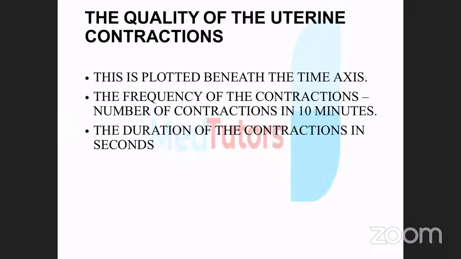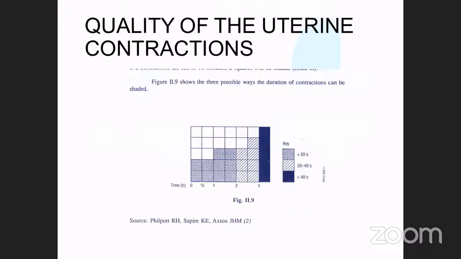Now, the quality of uterine contraction is plotted beneath the time axis. The frequency of the contraction is counted in 10 minutes. The duration of each contraction is calculated in seconds. If the woman is having 3 contractions, each one may last 10 seconds, the other 20 seconds, the other 15 seconds. You add all of them and divide by 3, to give you the average duration of contraction. This is how you plot.